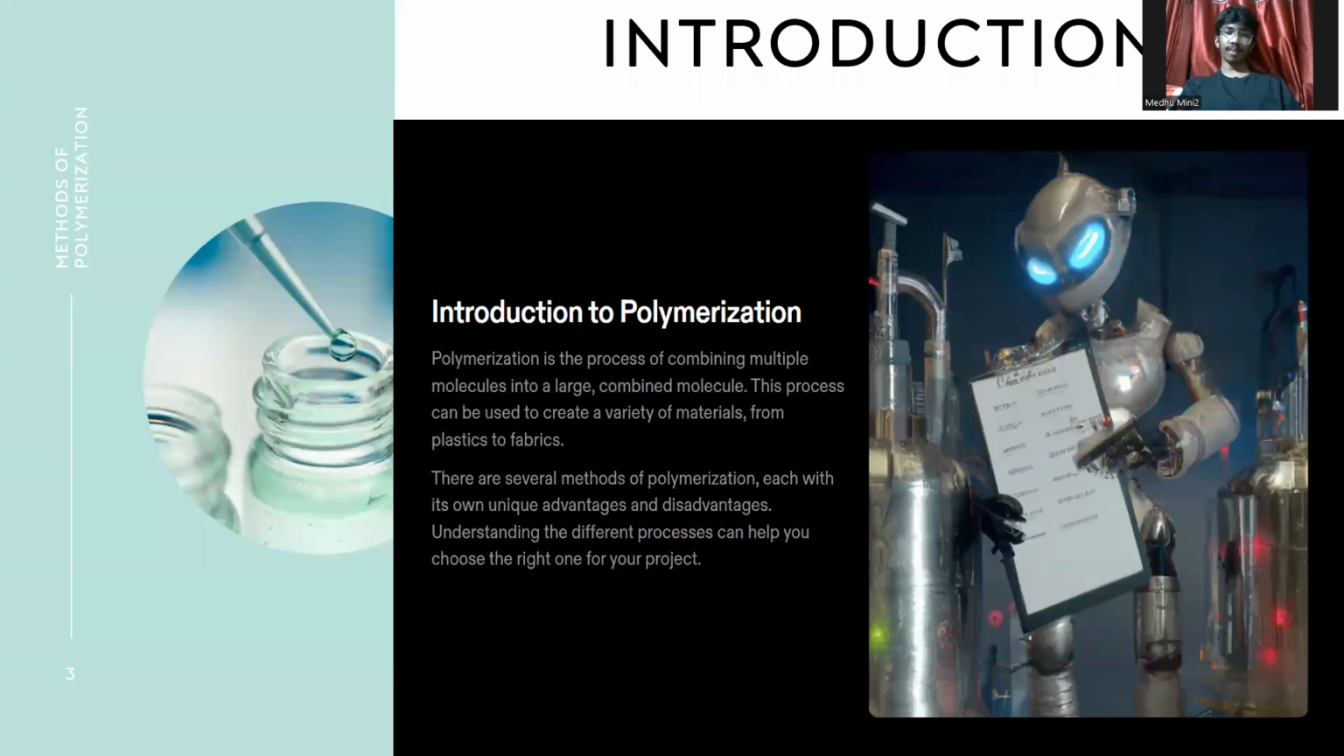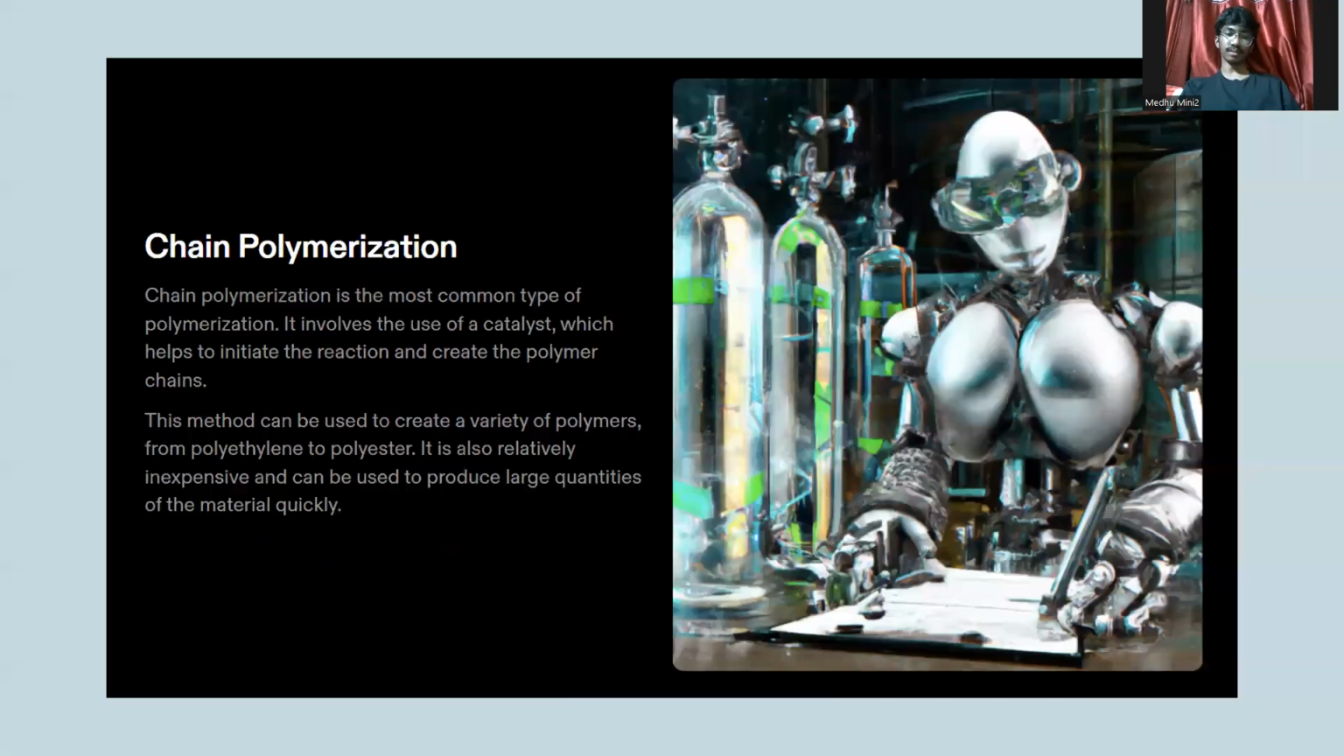Introduction to polymerization. Polymerization is the process of combining multiple molecules into a large combined molecule. This process can be used to create a variety of materials from plastics to fabrics. There are several methods of polymerization, each with its own unique advantages and disadvantages. Understanding the different processes can help you choose the right one for your project.